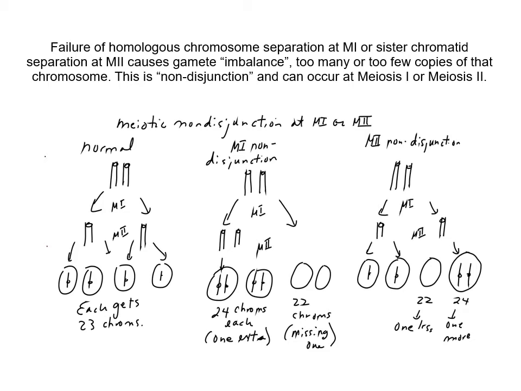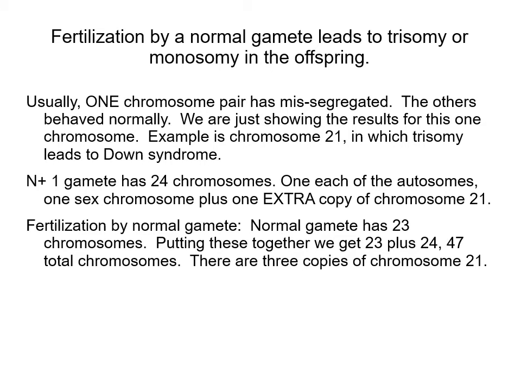Meiosis 2 non-disjunction is similar in that even though the homologs separated correctly at meiosis 1, the sister chromatids fail to separate at meiosis 2, leading you to have one gamete with one less chromosome and one with one more chromosome. Okay, it's important to remember that only one chromosome pair is missegregated. The others behave normally. So we're just looking at what happened to the abnormal chromosome, not the rest. But the outcome is the same. You're going to end up with either an n+1 gamete with 24 chromosomes instead of 23, or else you're going to have one short chromosome, which you're going to get 22 instead of 23.